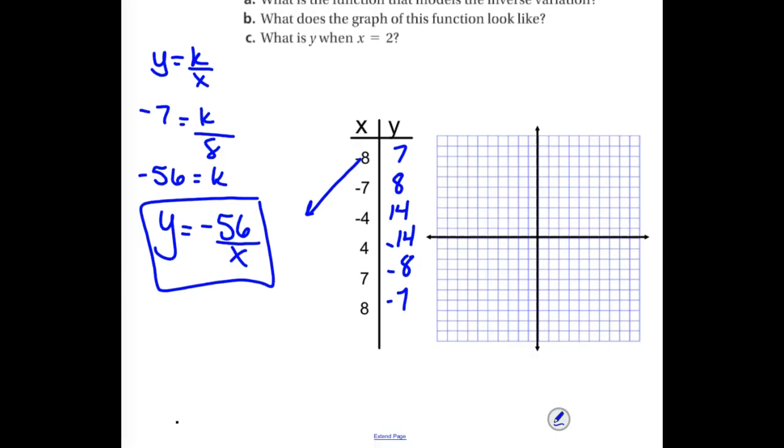Negative 8, positive 7, negative 7, positive 8. Negative 4 puts us up at 14, right? It's a little off our graph. What would happen if we put a negative 14 in for x? Then we'd get a 4, yes? So we are still getting that curve.